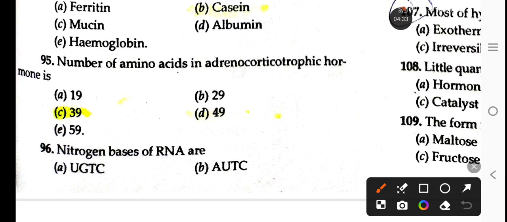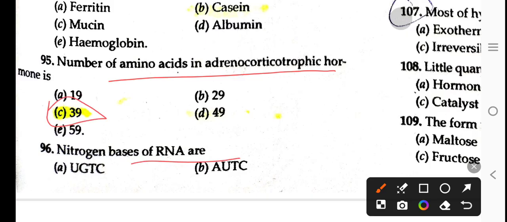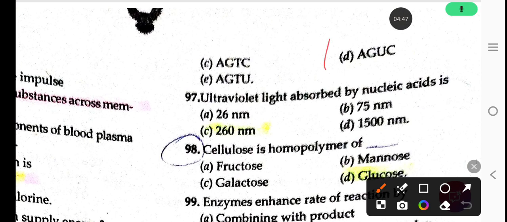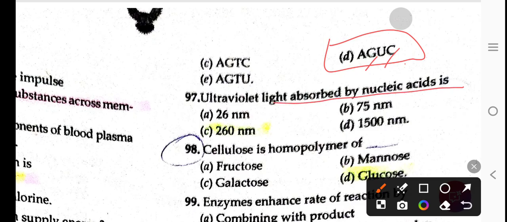Next, number of amino acid in adrenocorticotropic hormone is, so it contains 39 amino acids. Nitrogen bases of RNA, so adenine, guanine, cytosine and uracil. Let us see the option. So it is option number D, adenine, guanine, uracil and cytosine. Ultraviolet light absorbed by nucleic acid, so it is 260 nanometer. Option number C is the right answer.